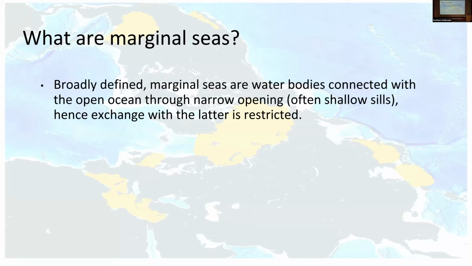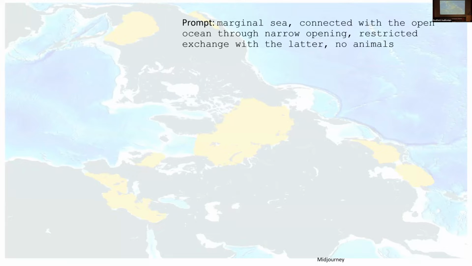But yesterday there were discussions on AI. So a few weeks ago, I just thought, what about asking AI to make a cartoon of the marginal seas? And I tried a few different platforms. So this is a prompt, where I define what marginal seas are.